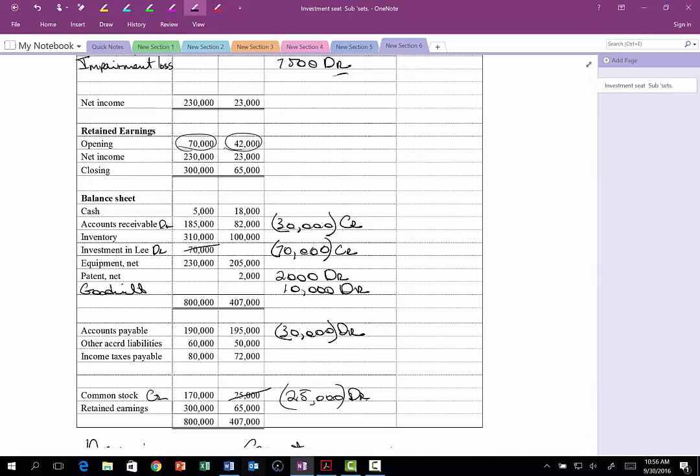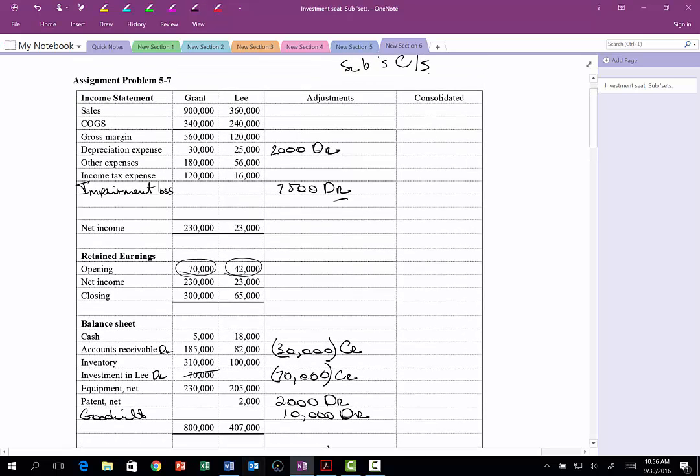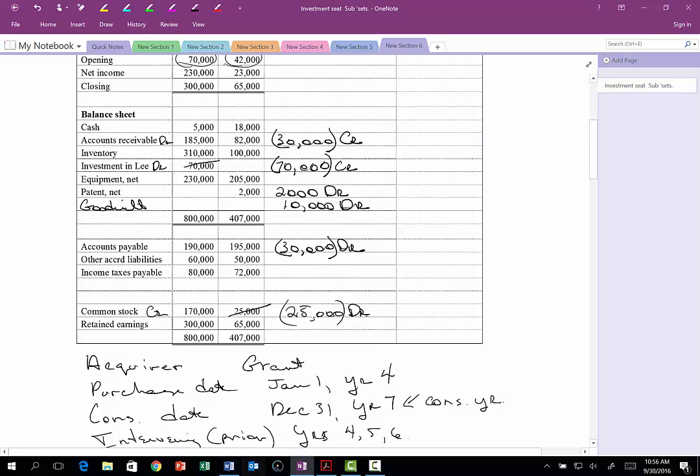Next, step 4, we have to record our NCI. So we're just going to take this line right here and put our NCI on it. Okay, so NCI is a $2,700 debit. NCI will go on our balance sheet. We throw it somewhere in the equity section. Let's put it there. NCI is a $20,400 credit. All right. Consolidated net income, we will use that in a second.